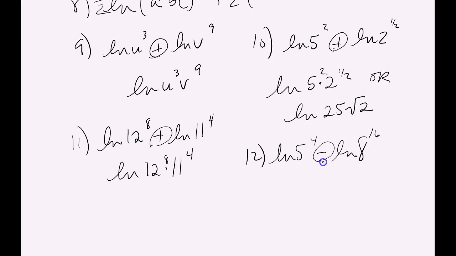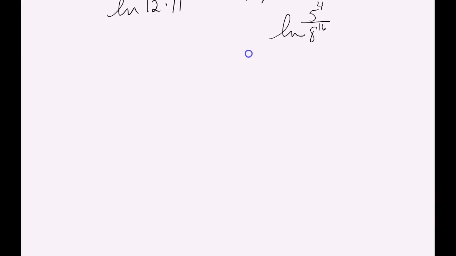So finally we have subtraction, which means, if you weren't paying attention, you probably missed this, but if you notice that, then the 5 to the 4th is on top, 8 to the 16th is on the bottom. Once again, I'm done. I don't got the calculator. I am finished. Alright, cool.